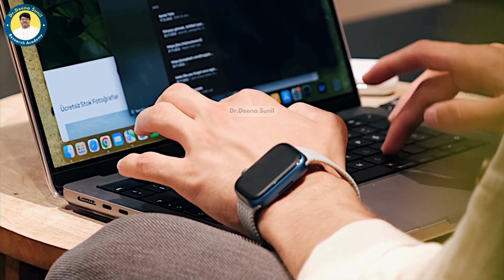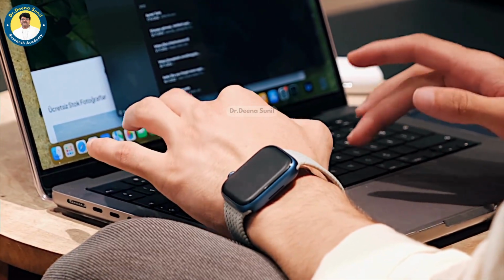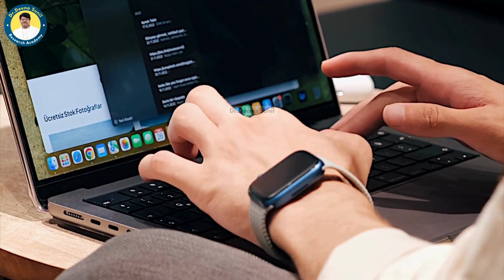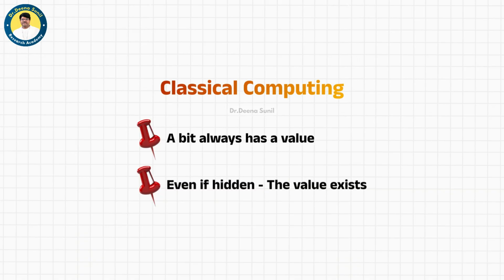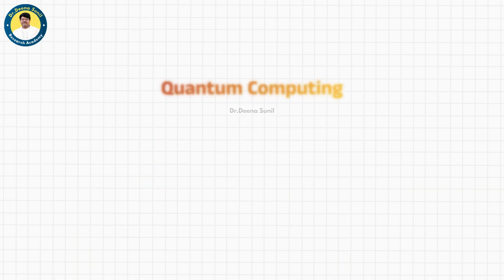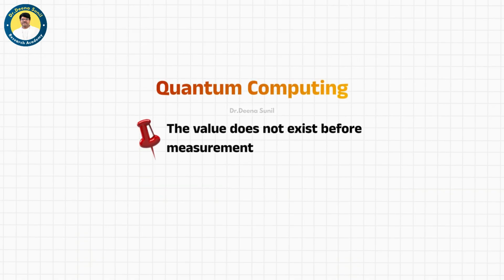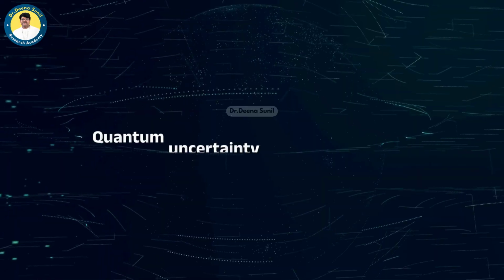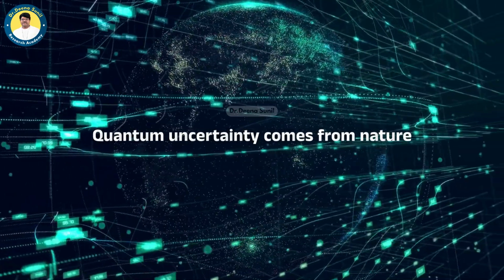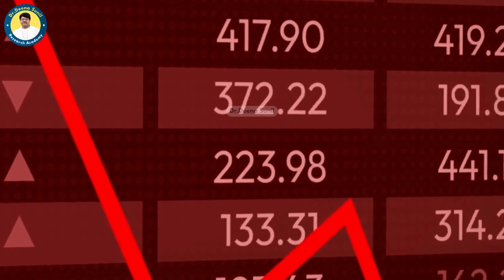This is the key difference from classical computing. Classical versus quantum uncertainty. In classical computing, a bit always has a value. Even if hidden, the value exists. In quantum computing, the value does not exist before measurement. Only probabilities exist. Classical uncertainty comes from ignorance. Quantum uncertainty comes from nature. This is why classical intuition fails here.